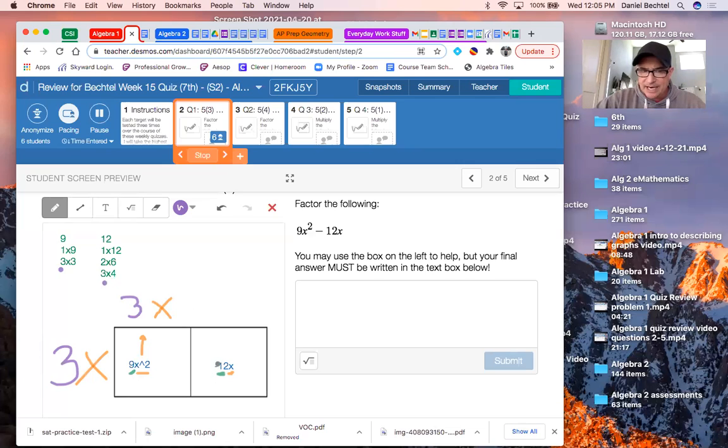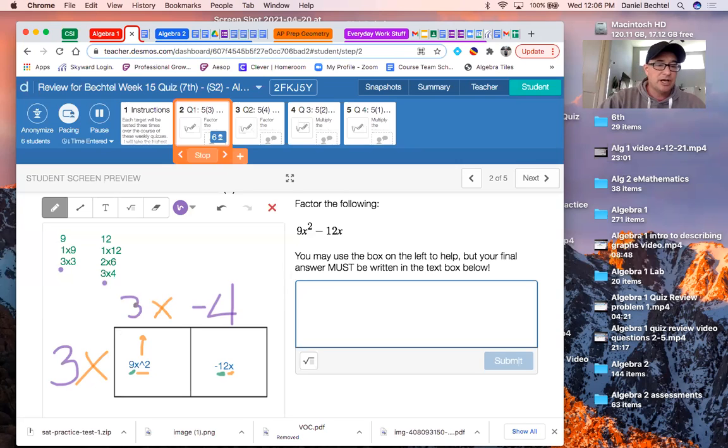I can't forget that negative sign. So this is going to be the minus and the 4. And that then takes care of what I can take out from here. So here I have factored out this 3x. What's left behind is this 3x minus 4. I have to write this over on the side, though, to make sure that I can see it.